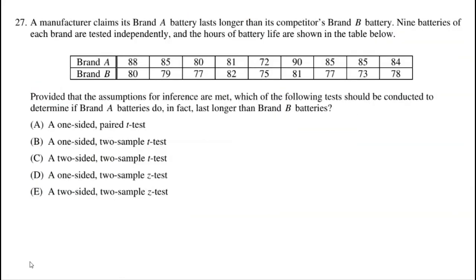All right, this particular question says a manufacturer claims its brand A battery lasts longer than its competitor's brand B battery. 9 batteries of each brand are tested independently, and the hours of battery life are shown in the table below. So we have all the results for brand A, the number of hours of battery life for each of the 9 batteries, and the same for brand B.